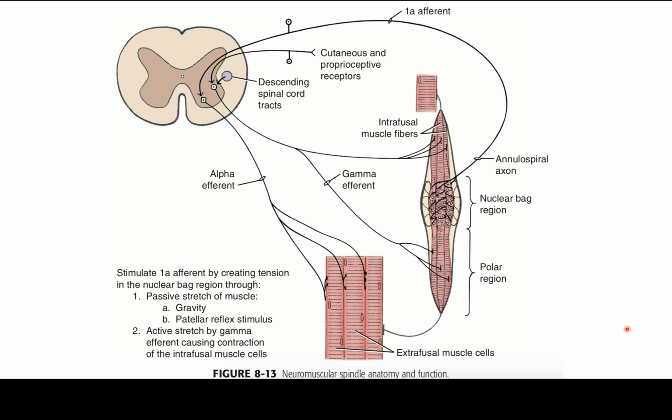Impulses are stimulated in the annulospiral dendritic zone of the 1A afferent by any action that stretches the nuclear bag region of the spindle. This occurs passively through the stretch of the extensor muscle by gravity or actively through a brief tap on the tendon of the muscle by a blunt instrument, as in the patellar reflex. Active stretching of the nuclear bag results from the contraction of the intrafusal fibers mediated by the gamma efferent neurons.